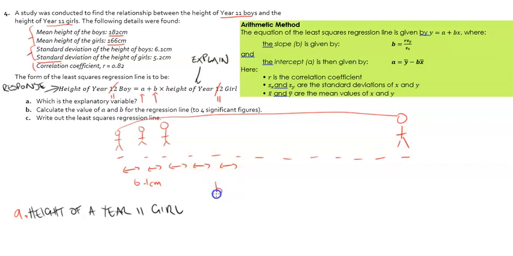Question B says, calculate the values of A and B for the regression line to the four significant figures. And this is where we use this arithmetic method which was found in one of the previous exercises in chapter 7. And all we're doing is we're simply finding what b is by substituting the values into here, and finding what a is by substituting the values into here. You can't find a without having to find b first, because b is used in the formula for a.